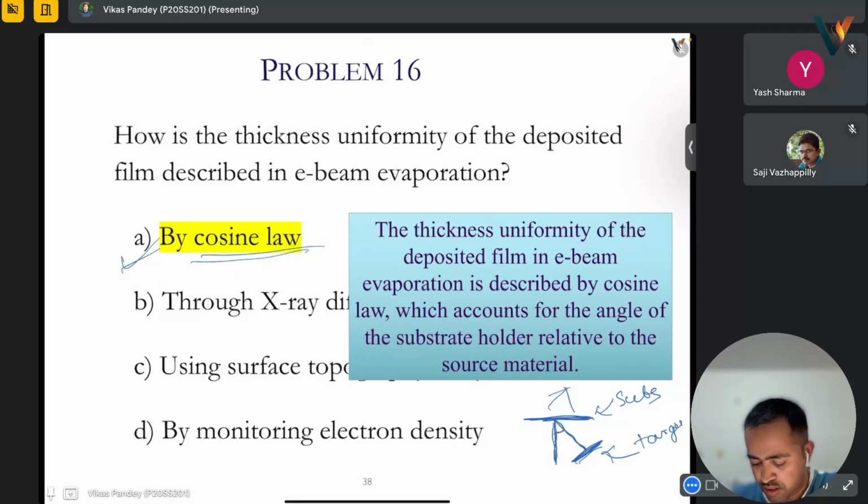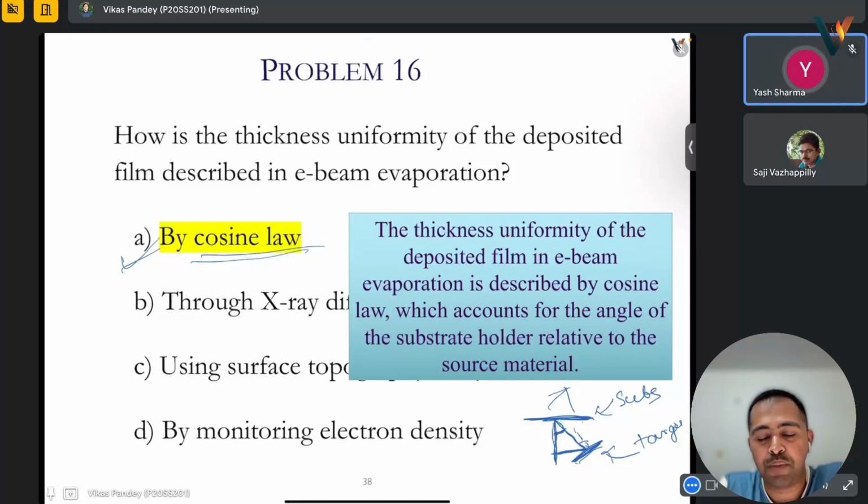So this angle and this angle will play a role. Okay, so if we see properly, it is actually based on cosine. What is the ratio of cosine? It is base and hypotenuse, or perpendicular and hypotenuse. So base and hypotenuse. In this case, what will be the base?